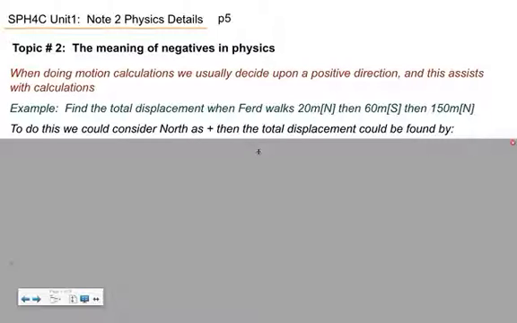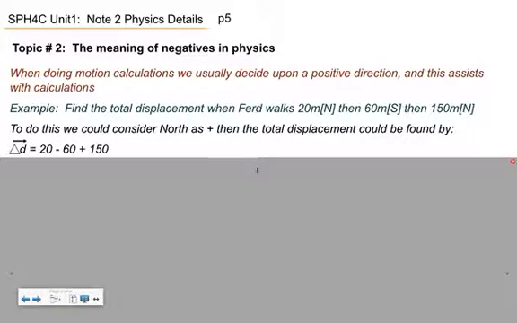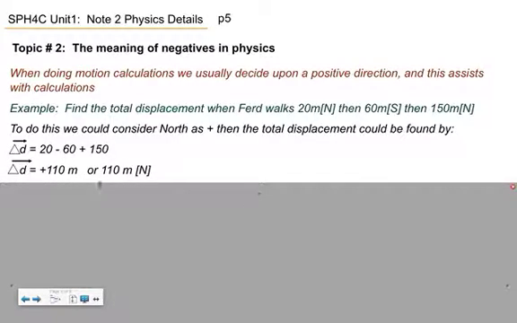But then when I find my total displacement, I can just say it's going to be 20, because that's a positive number. But the 60 is negative, because it's south. And the 150 is positive, which is north. So the displacement ends up being 110 meters, which is a positive number, right? 20 minus 60 plus 150 is positive. So I could just leave my answer as that. Once I've called north positive, I can just say, okay, my displacement's 110 meters, positive.